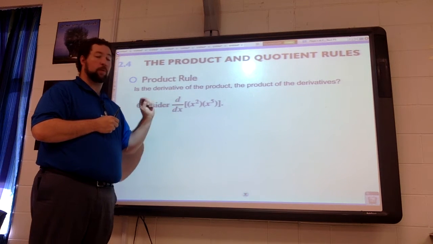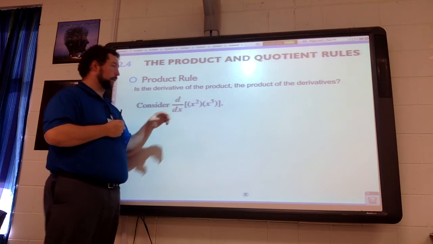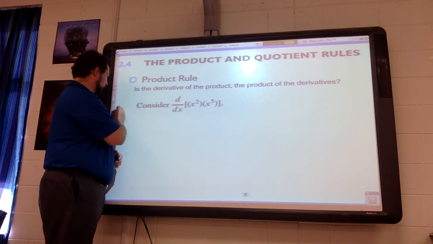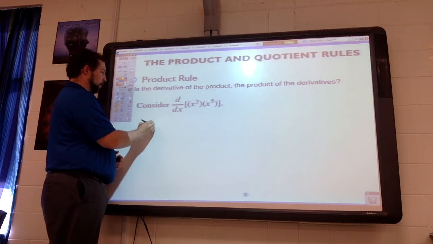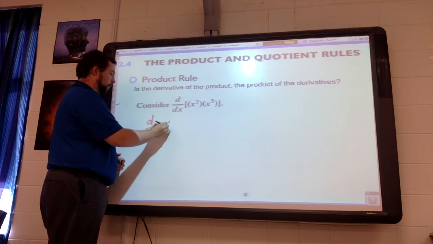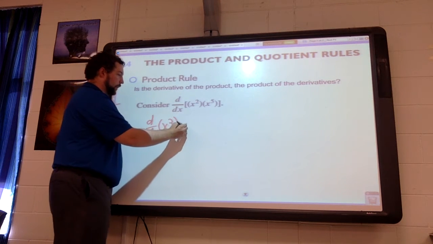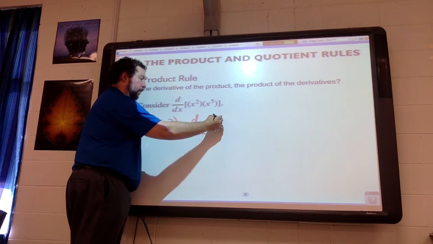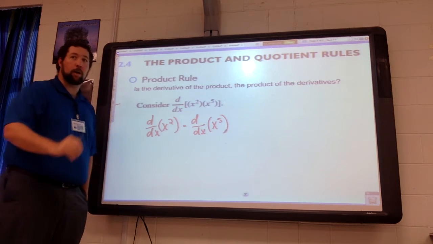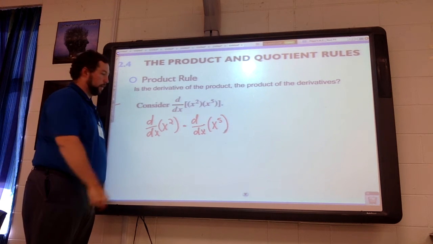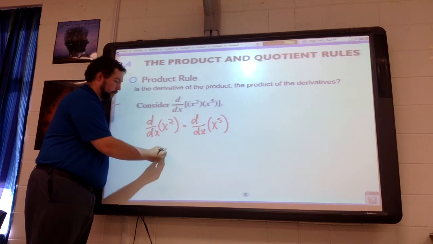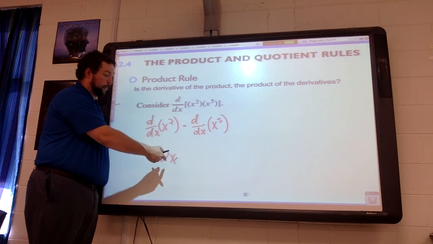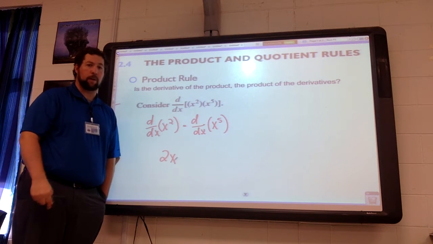I want to find the derivative of x squared times x to the fifth. We're testing whether this is the same thing as the derivative of the first part, x squared, times the derivative of the second part, x to the fifth. Let's try it out. We know the power rule. For the derivative of x squared, we take the 2, bring it down in front, and subtract 1 from the exponent. So 2 minus 1 gives you 2 times x to the first power, and we don't really need the first power.